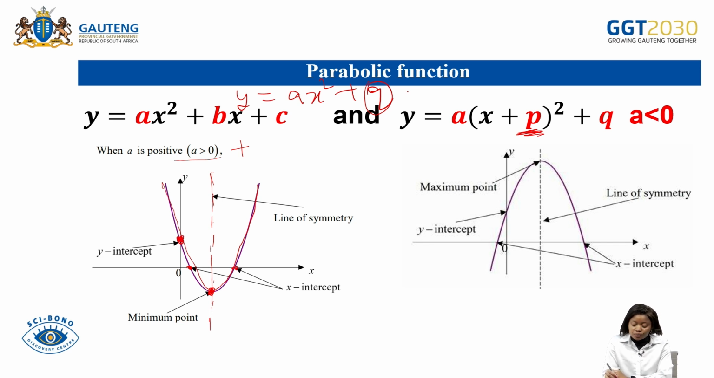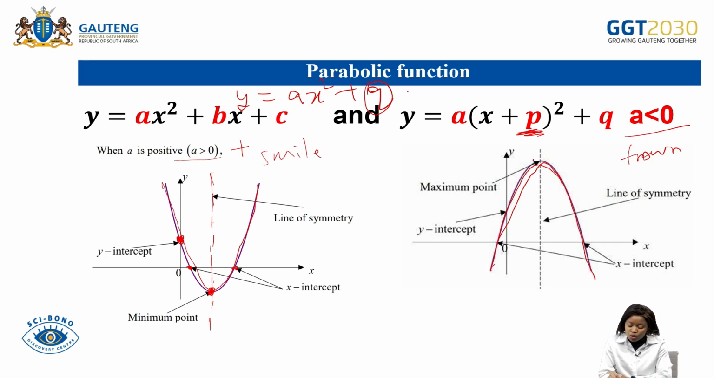And what if your a is now less than 0? So if your a is less than 0, your graph is going to concave down like that. This one was concaving up. This one is going to concave down, or we say it is going to frown, right? This one is going to smile. This is just for you to remember.